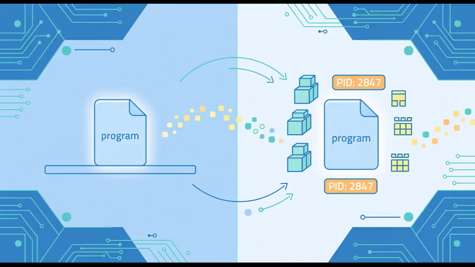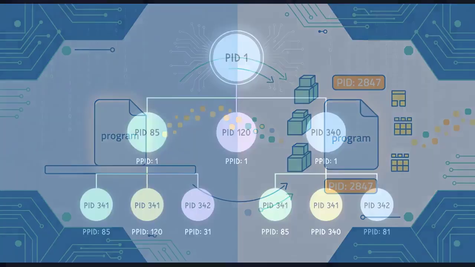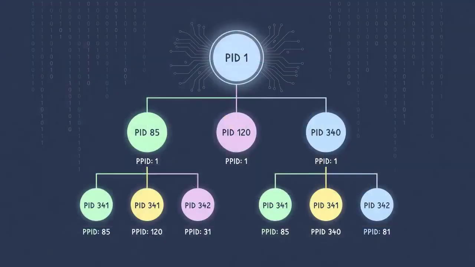A process is a running instance of a program. The program sits on disk as a static file, but the moment you execute it, the kernel allocates memory, creates a process, and gives it a unique process ID, or PID. Every process also has a parent process ID, or PPID, pointing to the process that created it.